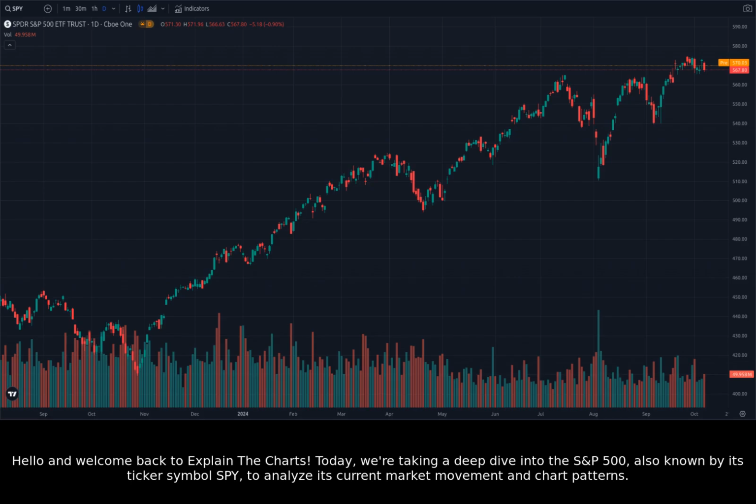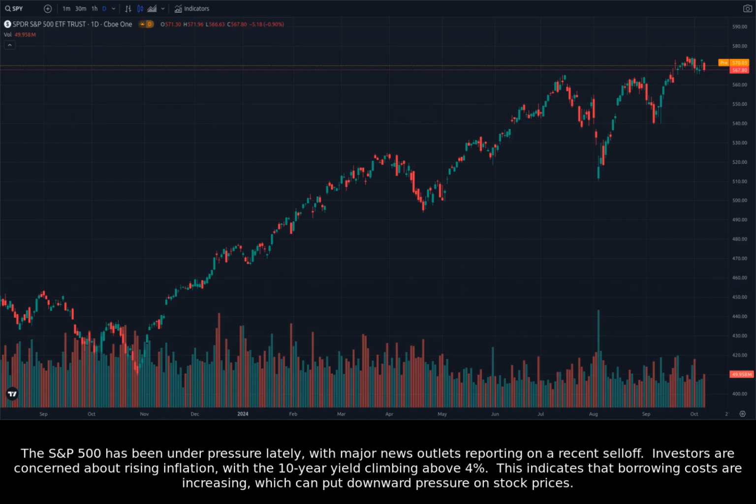Today, we're taking a deep dive into the S&P 500, also known by its ticker symbol SPY, to analyze its current market movement and chart patterns. The S&P 500 has been under pressure lately, with major news outlets reporting on a recent sell-off. Investors are concerned about rising inflation, with the 10-year yield climbing above 4%. This indicates that borrowing costs are increasing, which can put downward pressure on stock prices.